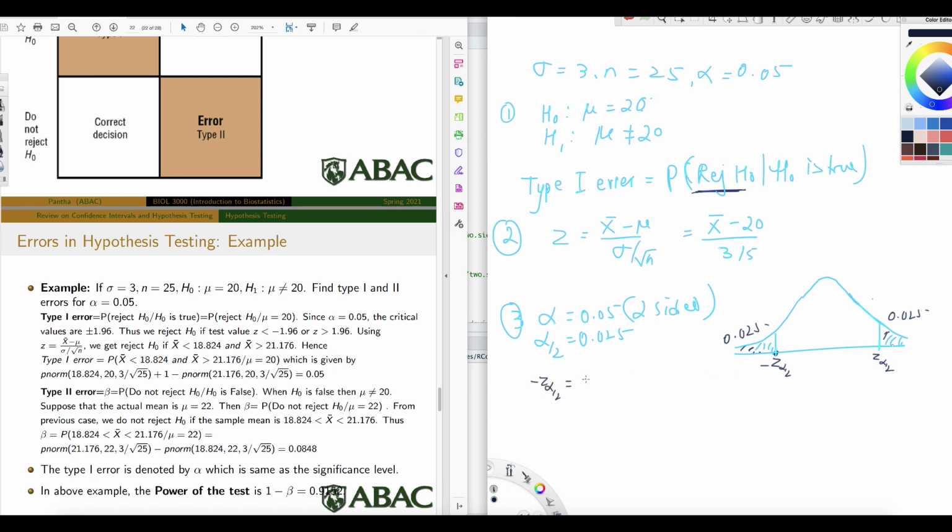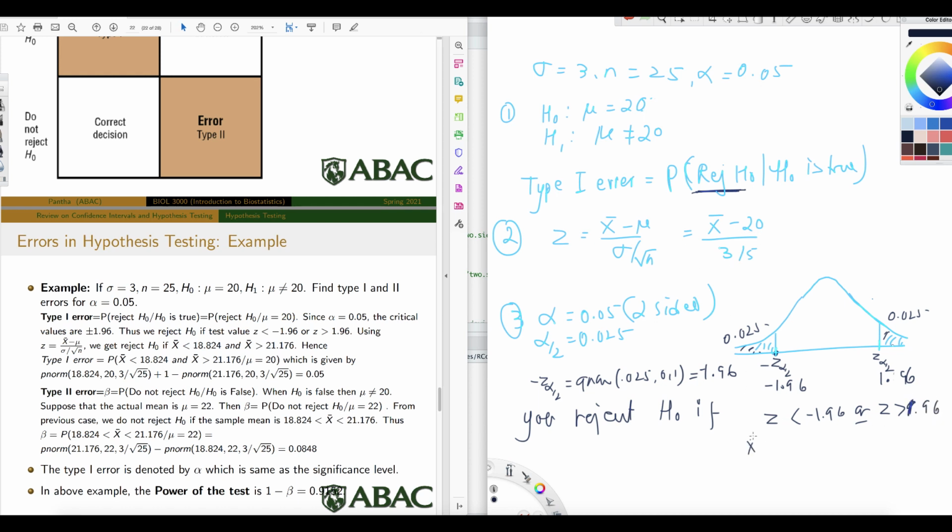It is qnorm of 0.025, and you will get negative 1.96. So this will be negative 1.96, and this will be positive 1.96. So when do you reject? You reject H0 if g is less than negative 1.96, or g is greater than 1.96, not 1.19, 1.96, okay?